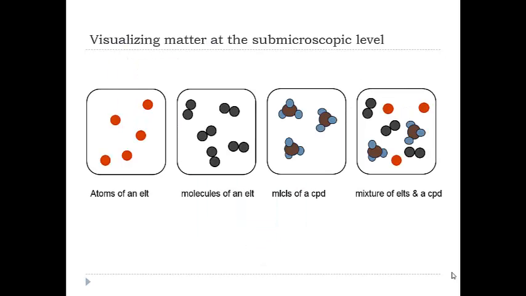All right, now one thing you're going to have to be able to do is visualize matter at the submicroscopic level. So, for example, if we look at atoms of an element, we have little orange circles, meaning it's just one type of thing. Molecules of an element, we could have, for example, two of the same element bonded together. And since they're touching each other, we think of that as a bond. Molecules of a compound, we have two different types of element in this particular compound. And on the far right, we have a mixture of elements, and we also have a compound in there.